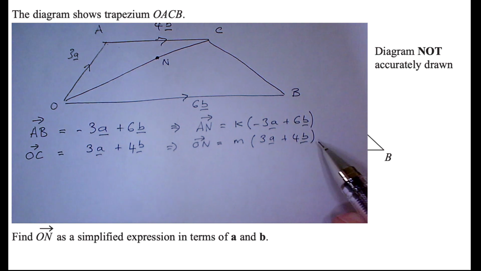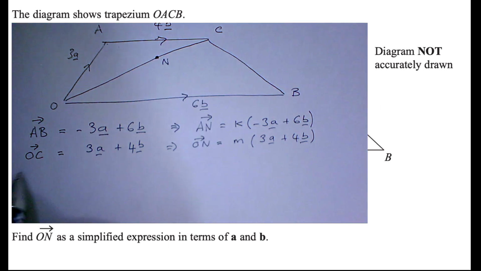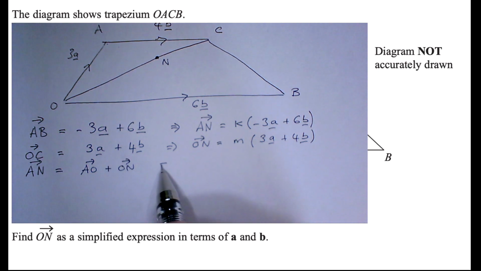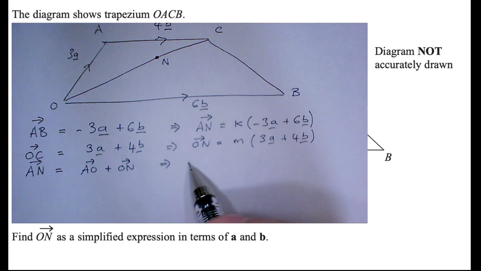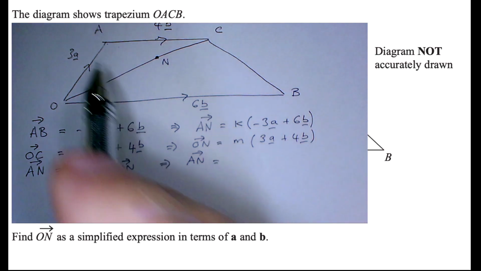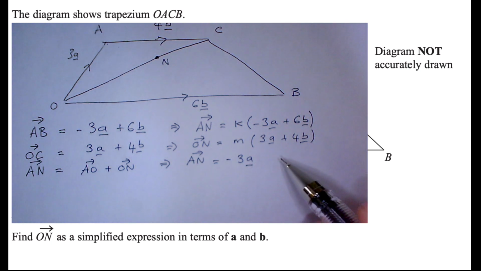We've described two ways, but of course we have to compare the same to the same. So I'm going to change my O to N to A to N. So how do I get from A to N? Well, I can go from A to O, and then I can go from O to N. That'll be one way I could do it. So I write down what A to O is, which is minus 3a, plus O to N, which I've just written above.